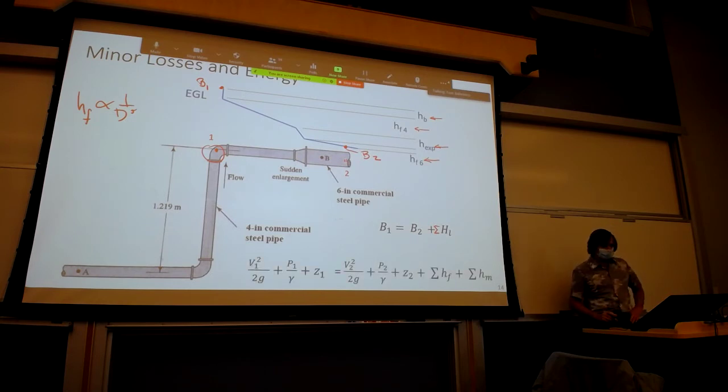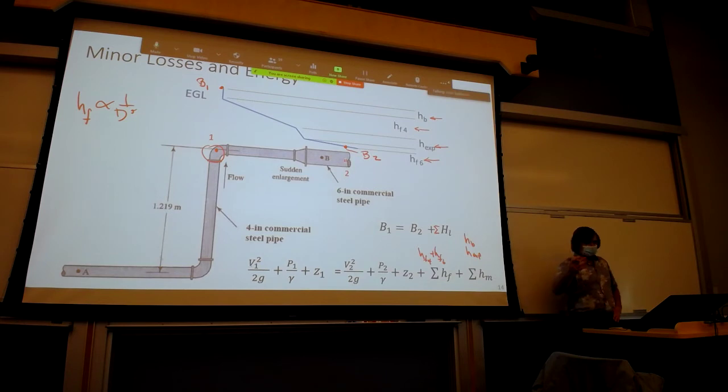So what that would look like when we expand the total energy at 1, we get V1 squared over 2g plus P1 over gamma plus Z1. When we expand point 2, V2 squared over 2g plus P2 over gamma plus Z2. And then again, we have friction losses, HF in the 4-inch pipe plus HF in the 6-inch pipe. That's what the sum of the HF represents. And for minor losses, we have a bend and we have an expansion.